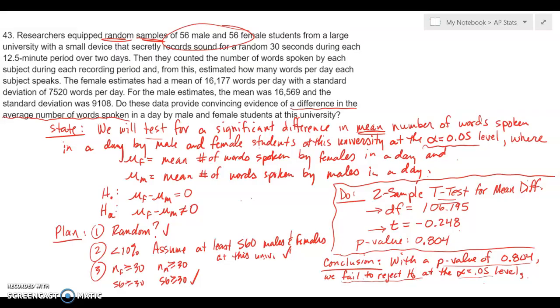What does that mean within the context of this problem? So here's what that looks like. I'm kind of running out of room here. I squeezed it in, but we find there's insufficient evidence of a significant difference in words spoken in a given day by male and female students at this university.